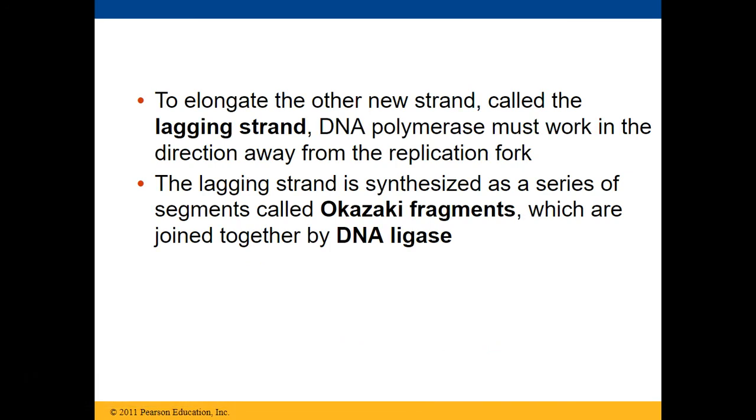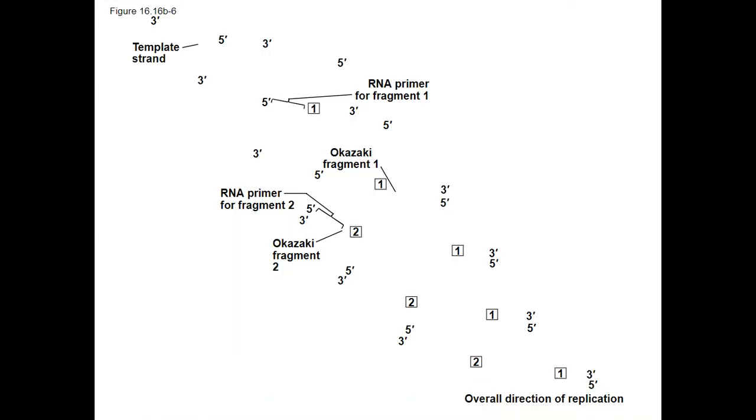In order to elongate this strand, DNA polymerase must work in the direction away from the replication fork. The lagging strand gets synthesized in a series of small segments called Okazaki fragments. They're joined together by DNA ligase that acts as a glue to close the gaps between those fragments.